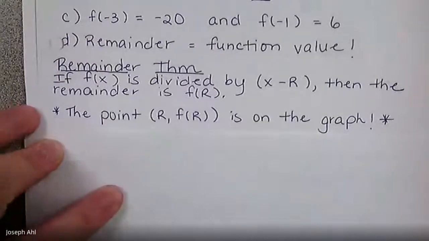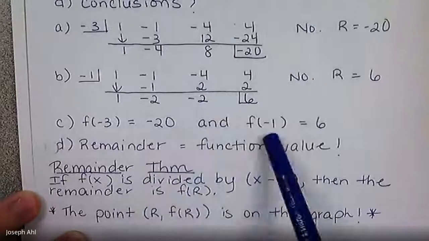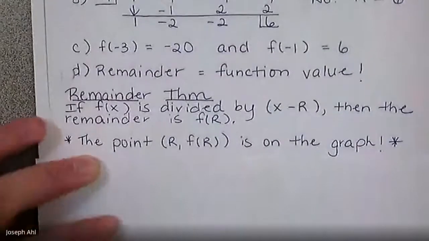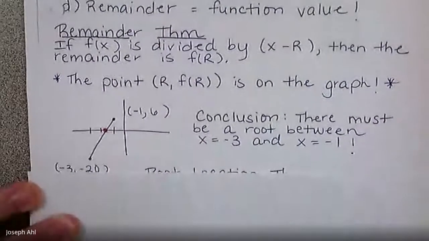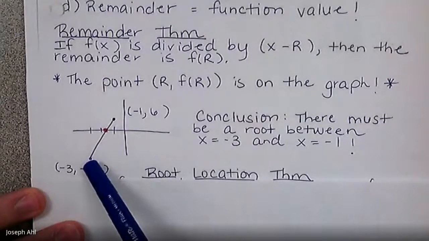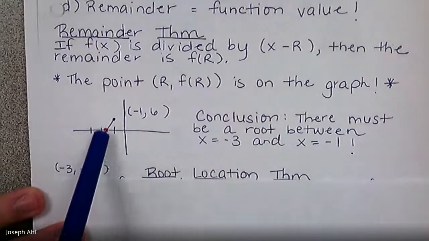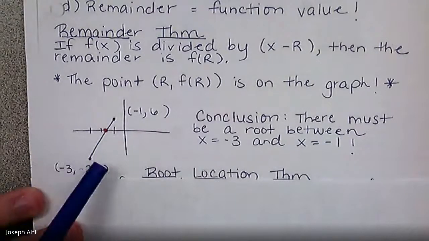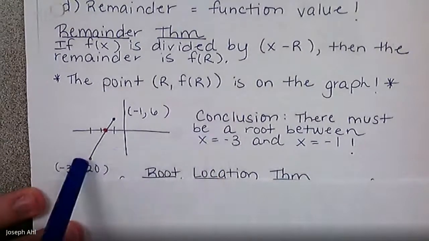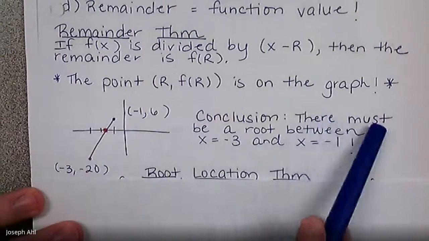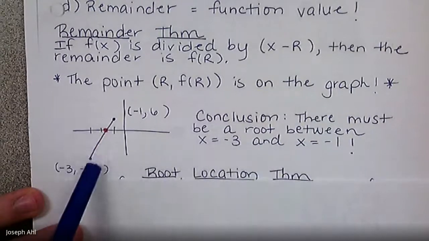So what we're getting into is, if I were to plot those 2 points, -3, -20 and -1, 6, what do I know about plotting those 2 points on this graph? Well, to get from -3, -20 to the point -1, 6, we know that we're going to have to cross the x-axis somewhere in between that connection. So a good conclusion to make, based on where those coordinate points are located, is that there must be a root between x equals -3 and x equals -1.